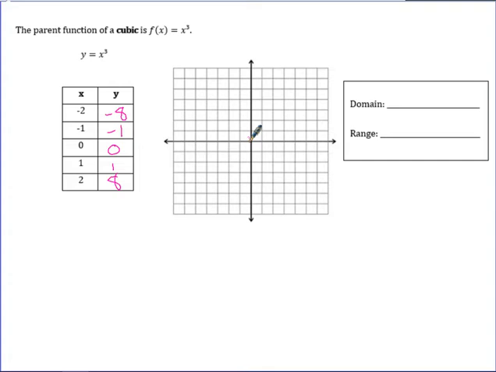So when I graph this, let's graph this and see what it looks like. So negative 2, negative 1, 2, 3, 4, 5, 6, 7, 8. Negative 1, 1, 0, 0, 1, 1, and 2, 8. So this is what the x cubed function looks like.